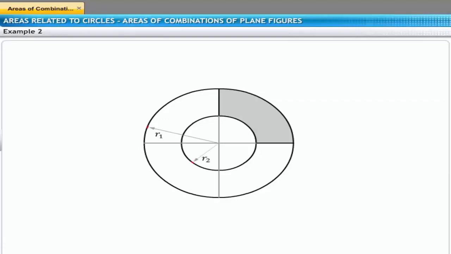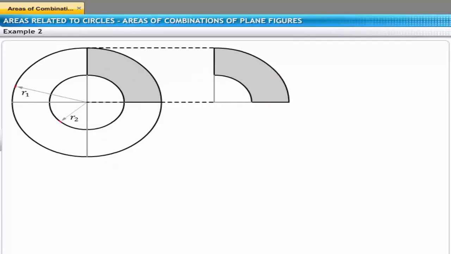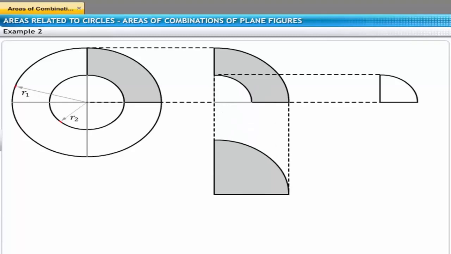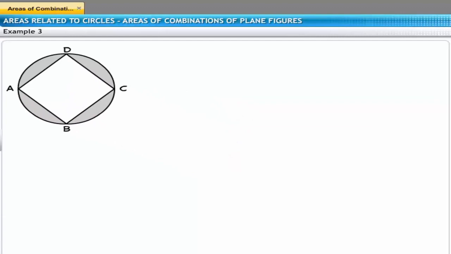Let's see another example to understand the method better. Here's a figure composed of 2 concentric circles. To obtain the area of the shaded region, let's follow the procedure. Now, the area of the shaded region is equal to. Here's another example. This figure is a combination of a circle and a square. Here we have to find the area of the shaded region. Let's analyze the figure.